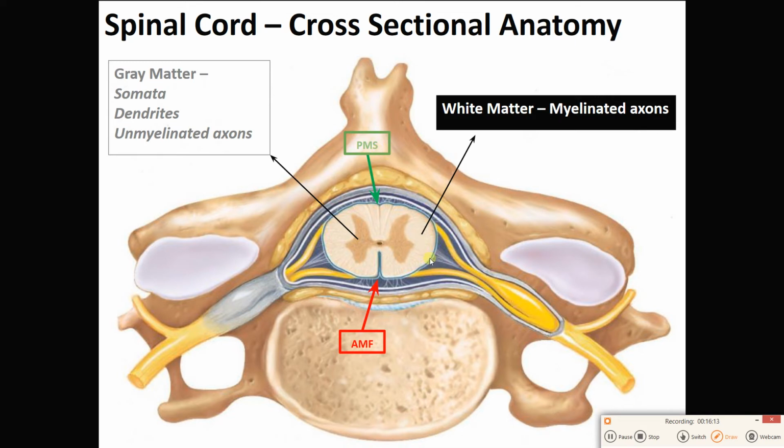Now, the cord itself has a grayish H or butterfly made of gray matter. So you're going to find your somata there, which means you do your integration there. You do your integration in that gray H. We're also going to find dendrites and some unmyelinated axons in there too. Then surrounding my gray butterfly is white matter, which is composed of myelinated axons, which means that's where the information is going up and down. The sensory information in the ascending tracts, the motor commands in the descending tracts.